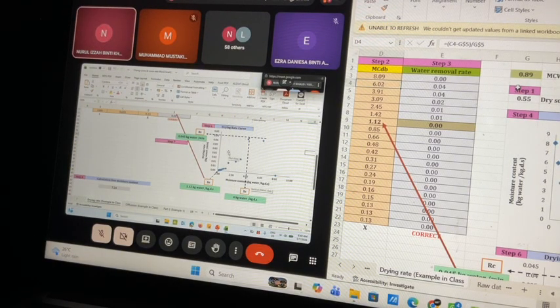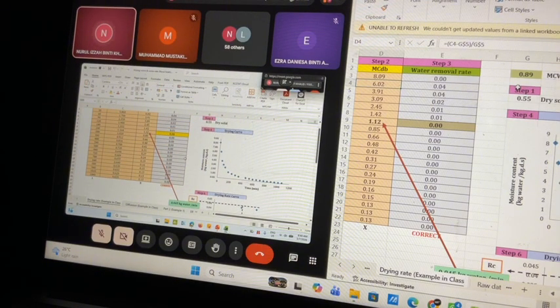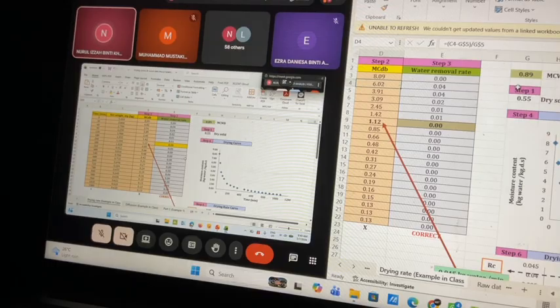Then the question also asks you to find the point where it becomes zero removal rate, which we call the equilibrium moisture content. The answer is 1.12. This one is not obvious from the graph, so you have to go to the table. The moment it becomes zero is the moment it reaches equilibrium, so the equilibrium moisture content is 1.12.